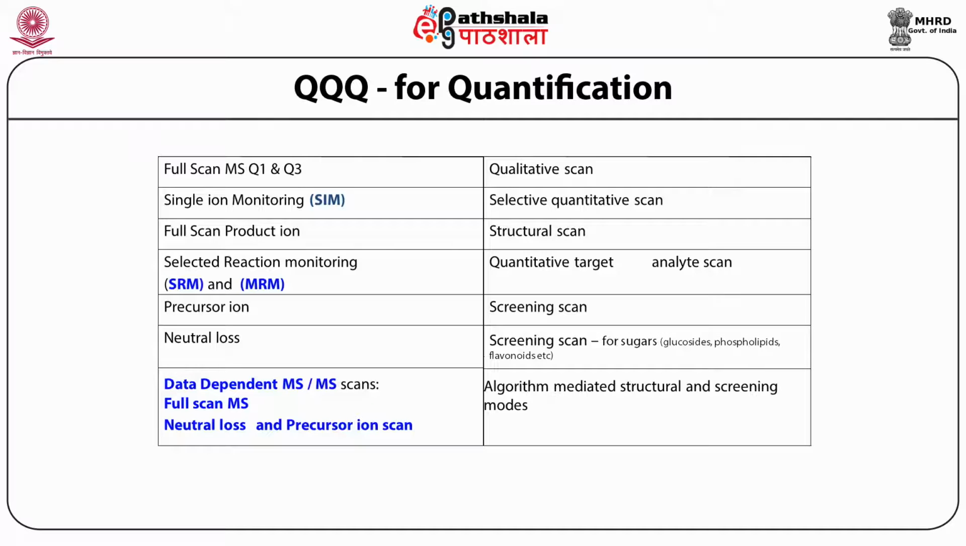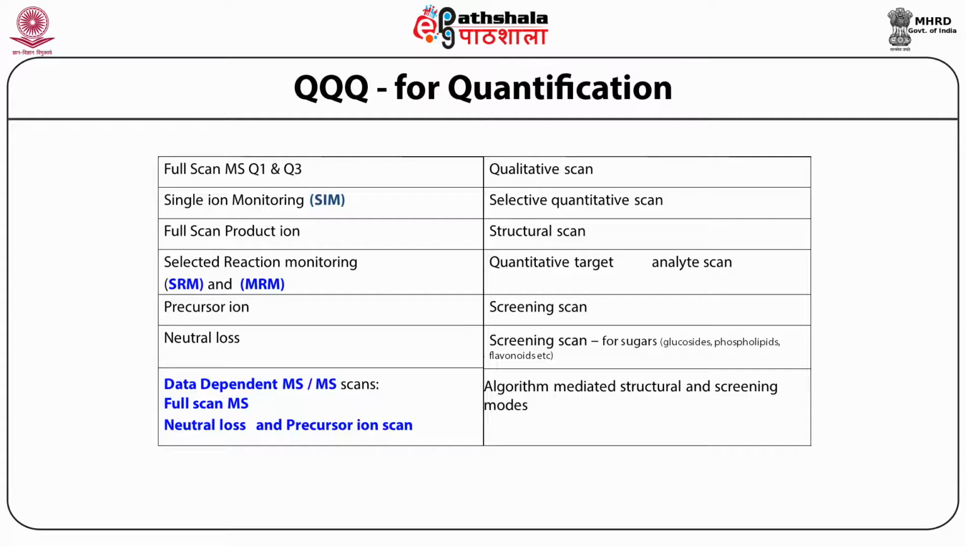Precursor ion analysis is again used for screening scan. Neutral loss is again used for screening scan, for example when you are analyzing glycosides, where you have a glycon and an aglycon, and sugars cannot be ionized, therefore their loss can be monitored. Or with phospholipids or flavonoids, in all these cases neutral scan is very important.